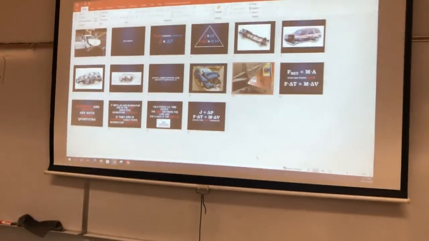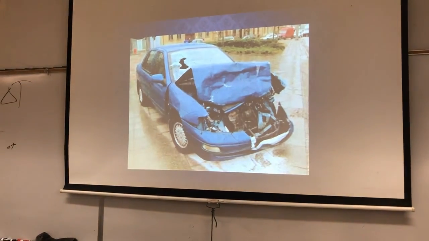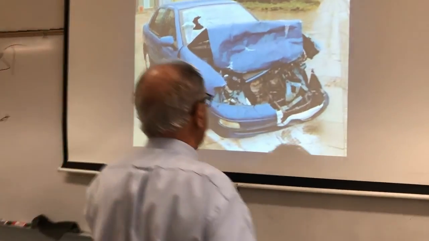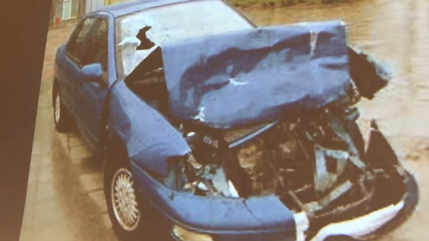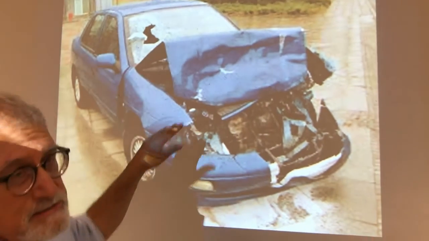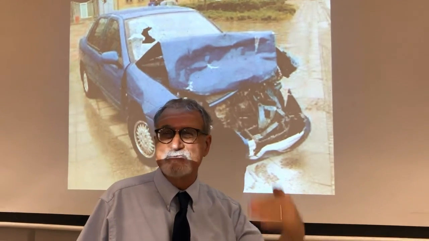Let's see, where are we here? Okay? There it is. And notice how this is crumpled up. The hood is crumpled up. In the old days, in a crash like this, the hood would go back into the passenger compartment. Bad things would happen.